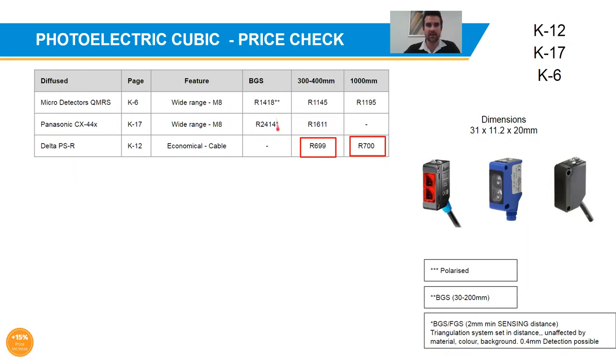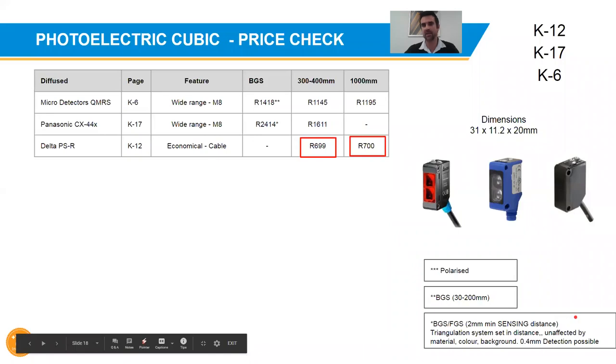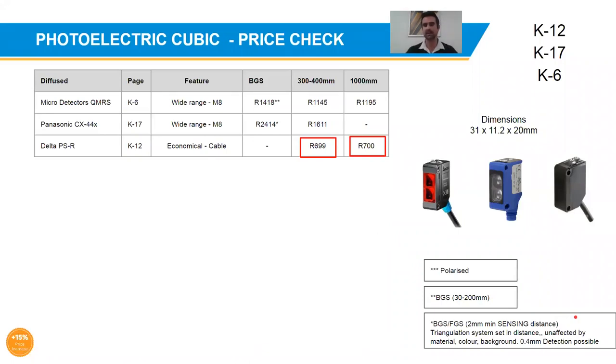You'll note quickly on the background suppression photoelectric sensors, the MD has a great price for background suppression compared to the Panasonic. However, the Panasonic uses a slightly different technology on the CX44 units, where that uses a type of triangulation. So it doesn't really use light in a sense, but more distance to detect the target. So by using this type of technology, the sensor doesn't mind the color or background or foreground noise that's happening. It can also detect an object 0.4 millimeters above a conveyor, for instance.